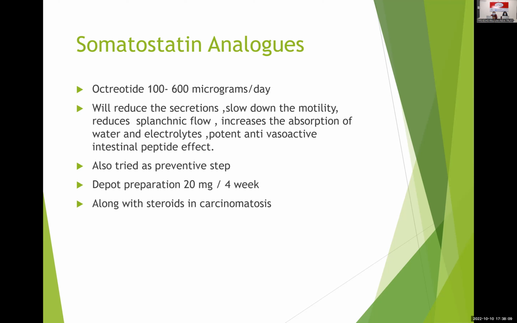Next, we have somatostatin analogs. Most commonly, what we use is octreotide. The dose is from 100 to 600 micrograms per day. Octreotide reduces the secretion, slows down the motility, reduces the splanchnic flow, and increases the absorption of water and electrolytes. It also has a potent anti-vasoactive intestinal peptide effect. It is also tried as a preventive step.